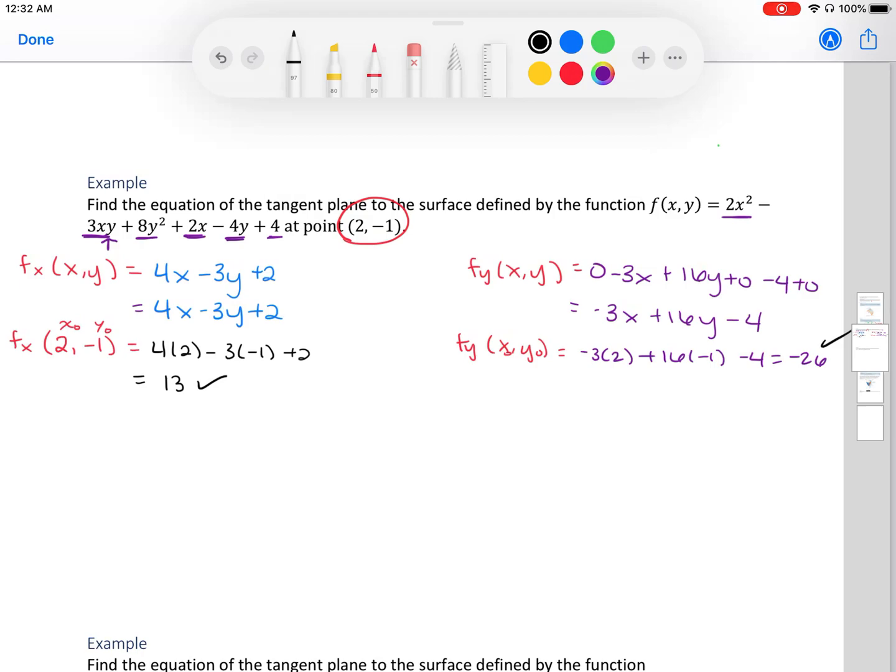Next, we want to find our function at that point. So f of x naught comma y naught, or we should say 2 comma negative 1. That will give us 2 times 2 squared minus 3 times 2 times negative 1 plus 8 times negative 1 squared plus 2 times 2 minus 4 times negative 1 plus 4. That gives us 34. So these are all the numbers we're going to be using.